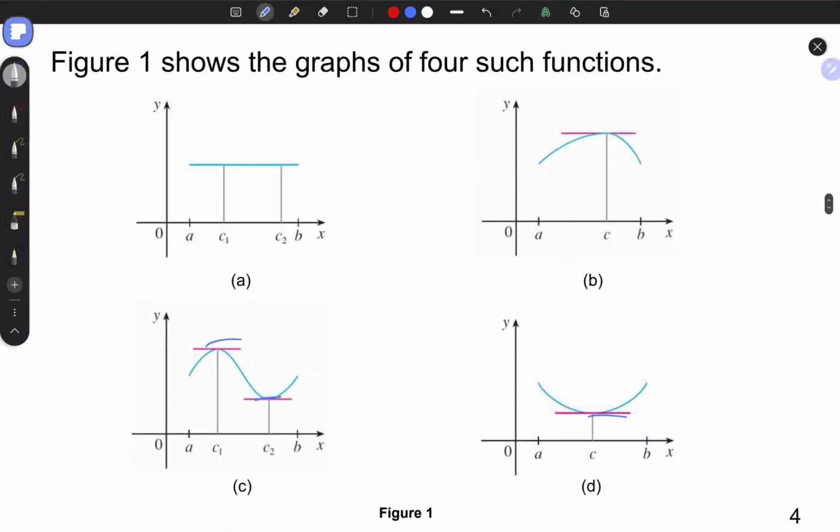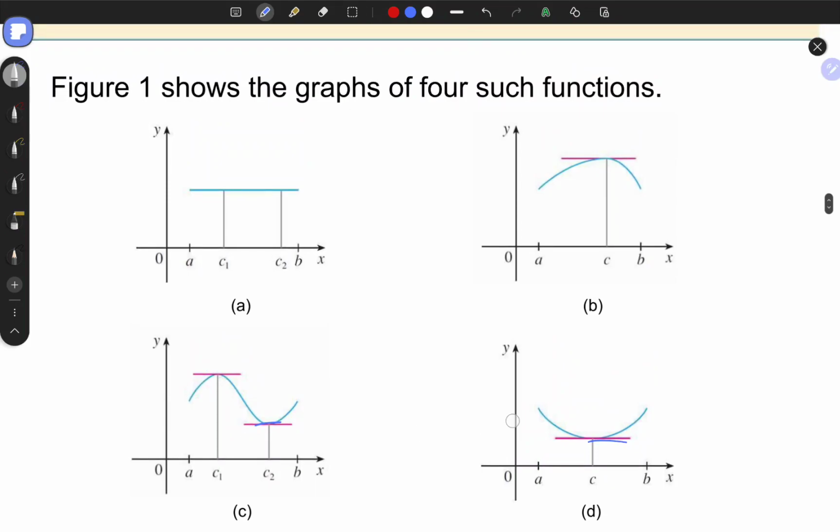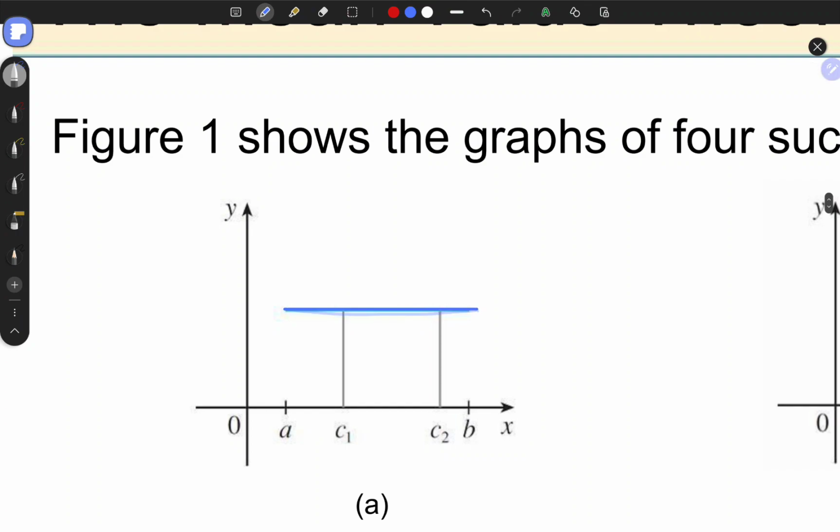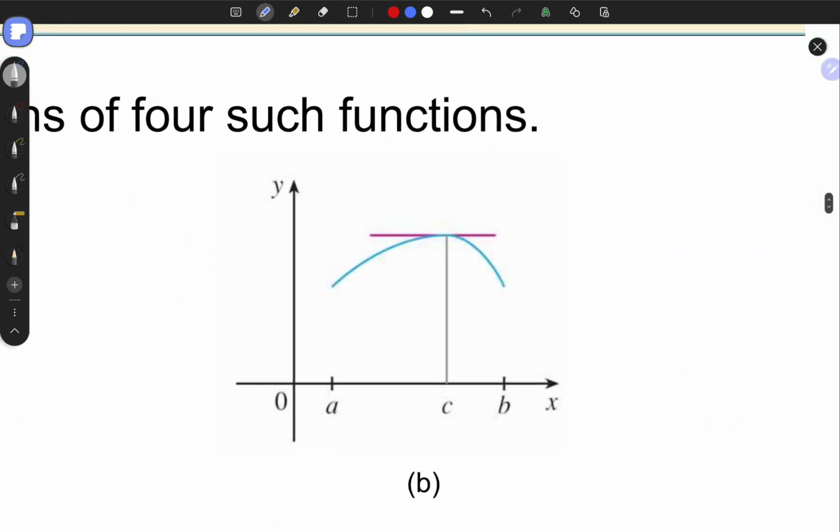So we have four functions here. The first one is pretty obvious that it has slope 0, and if we take f of a, it's going to give us the same value as f of b. The second one, which is b, we can see that at one point the function stops increasing. So if the function has been increasing from a until c, it just stops at one point where the slope would be equal to 0, and we know that the slope is basically the derivative of a function.